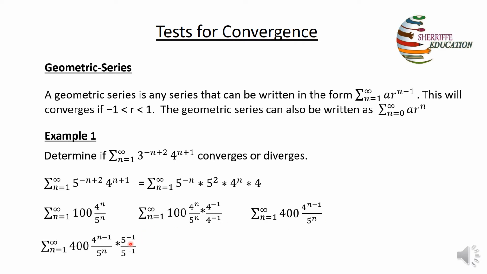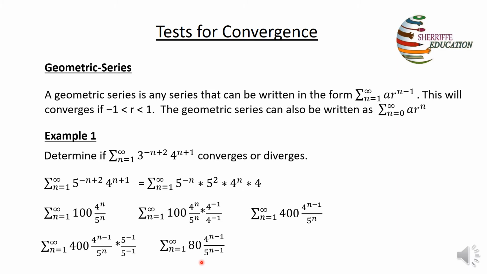So similarly, we can find that 5 to the n times 5 to the minus 1 is the same as 5 to the n minus 1. Remember, 5 to the negative 1 will just be 1 over 5, so this is the same as divided by 5, and that gives us 80. So now we have 80, the sum from n is equal to 1 to infinity of 80 times 4 to the n minus 1 divided by 5 to the n minus 1.